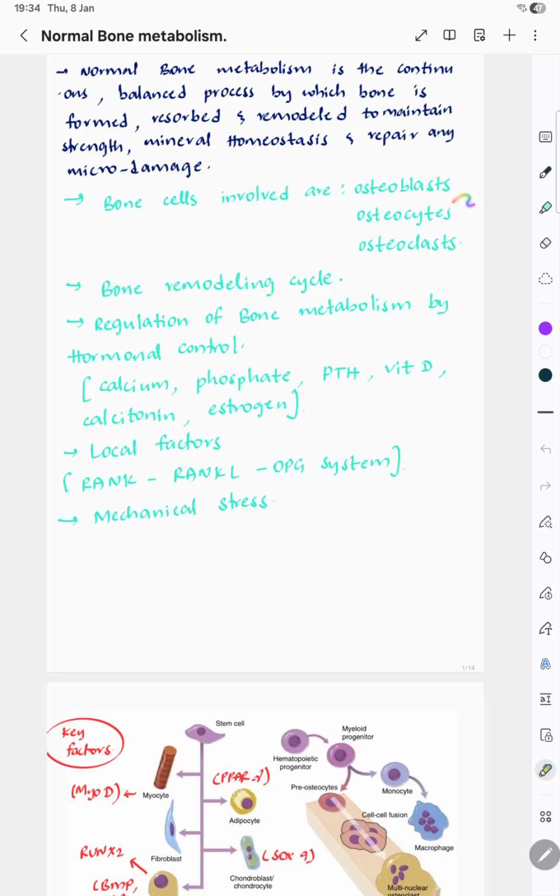The bone cells involved are osteoblasts, osteocytes, osteoclasts, bone remodeling cycle, and regulation of bone metabolism by hormonal control. These hormones include parathyroid hormone, vitamin D, calcium, phosphate, calcitonin and estrogen. Local factors, that is the RANK-RANKL-OPG system. RANK is receptor activator of nuclear factor kappa B, RANKL is its ligand, and OPG is osteoprotegerin, and the mechanical stress.